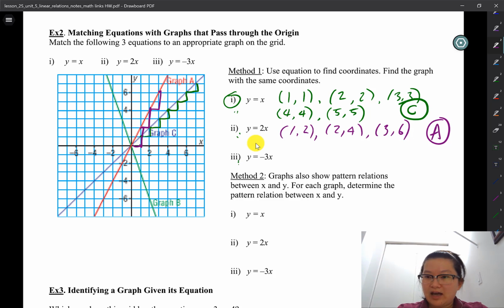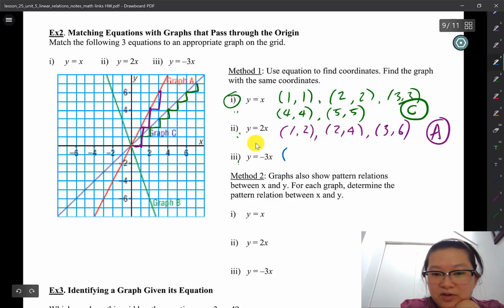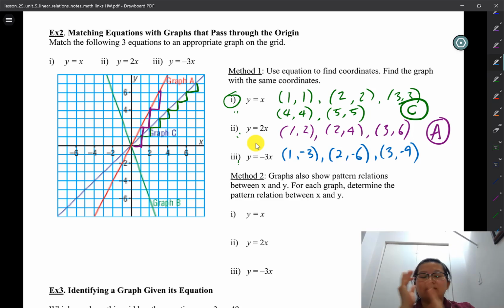But let's take a look at why it is graph B. Generating some values, if I put in 1, I'm going to get -3 for my y. Again, if I put in 2, 2 times -3 is going to give me -6. What do I put in 3? I put 3 in, 3 times -3 is going to give me -9. So notice that negative sign makes all of my y values flip to the other sign.